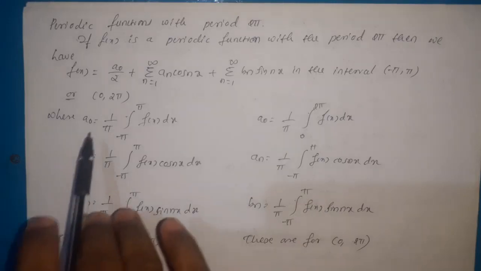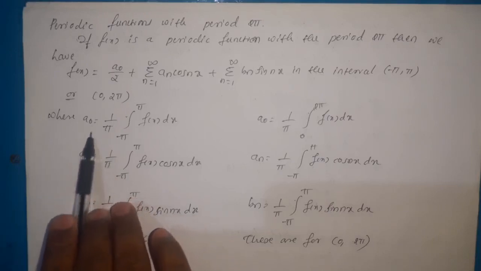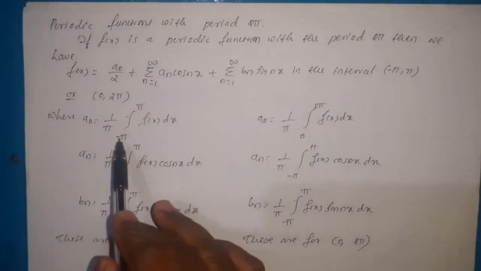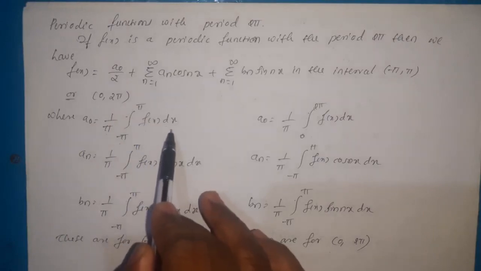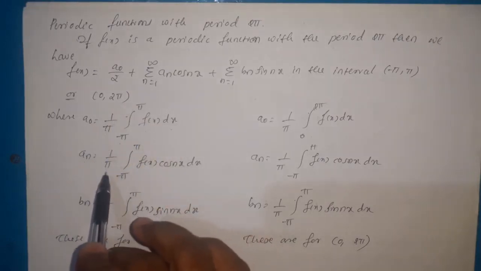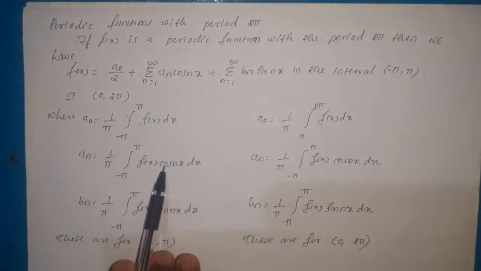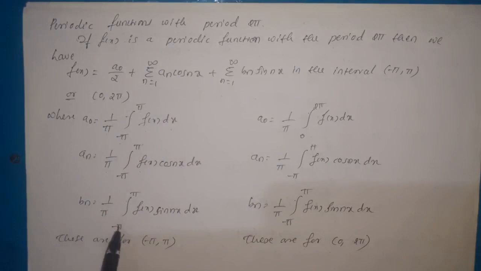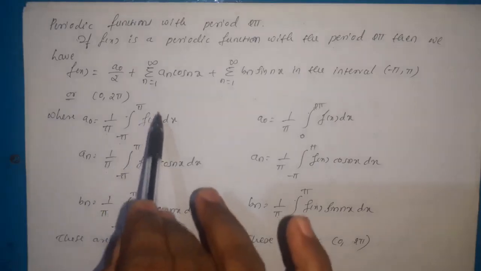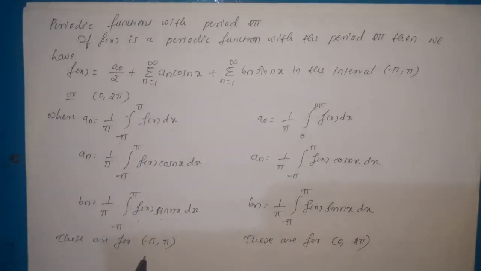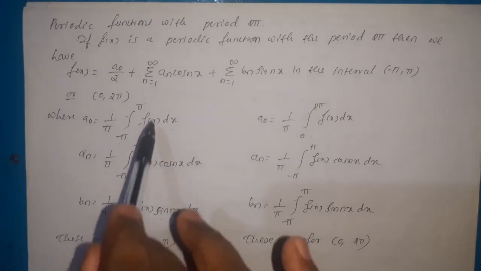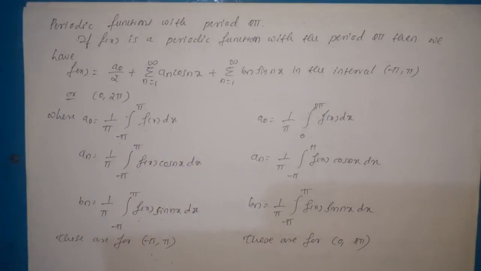So therefore here a naught is equal to 1 by pi integral from minus pi to plus pi of f of x dx, and a n equal to 1 by pi integral from minus pi to pi of f of x cos nx dx, and bn equal to 1 by pi integral from minus pi to pi of f of x sin nx dx. So these three are the Fourier constants in the interval minus pi to pi.